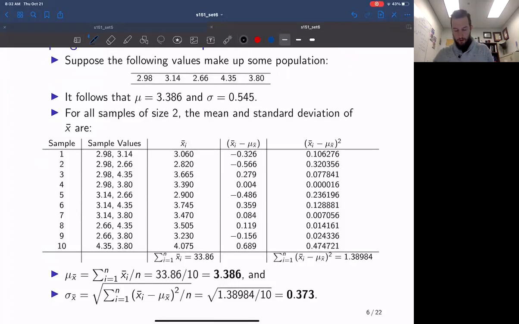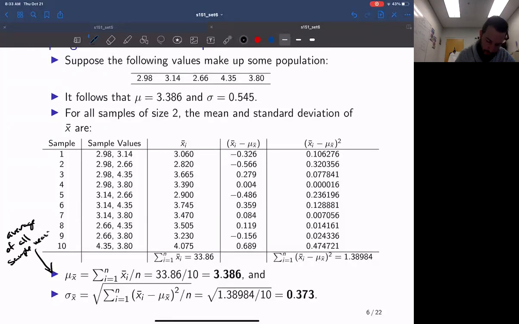Then what I'm going to do is compute the average of all of the sample means. Okay. So here I have the average of all sample means, and that's found in the same way that any average is found. So I have my 10 sample means, I just add them all together and I divide by 10.